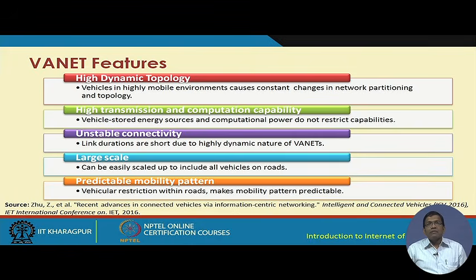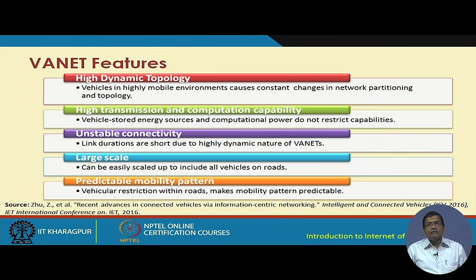High transmission and computation capability: the vehicles' stored energy sources and computational sources are used to draw power, and that is much higher compared to standalone IoT devices. That is why there is not much restriction on the energy use and computational power, because the energy sources and computational resources in the vehicles are quite high. Unstable connectivity in VANETs: link durations are short due to the high dynamic feature of these networks.